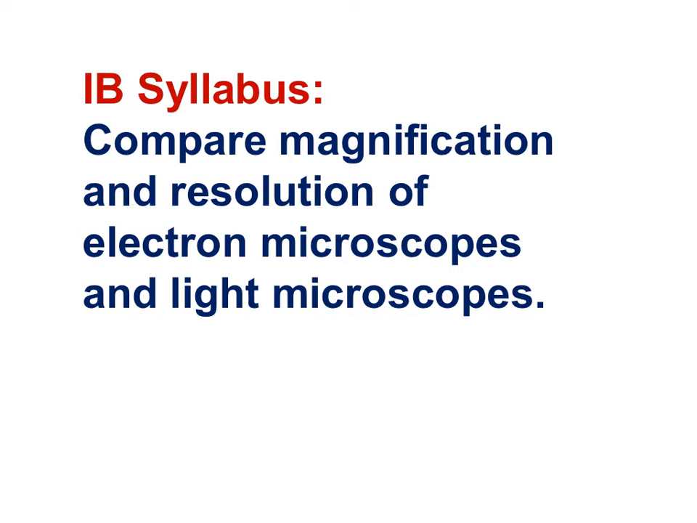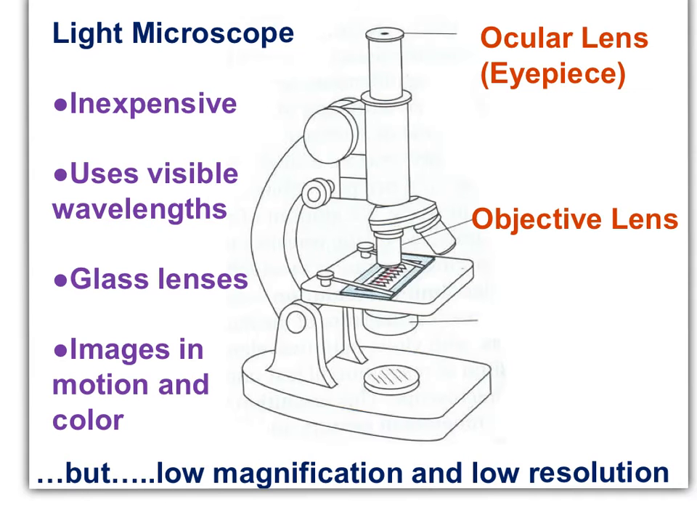Here's the first IB syllabus statement of this movie. Compare the magnification and resolution of electron microscopes and light microscopes. Light microscopes seen here have a relatively low magnification, not exceeding 1,000 times magnification. They also have a low resolution. Resolution is a measure of the ability to distinguish 2 points as separate points. For light microscopes, 2 points would need to be relatively far apart in order to be distinguished as separate.